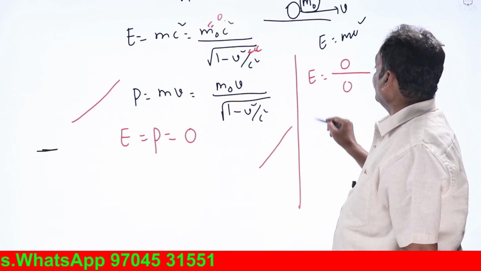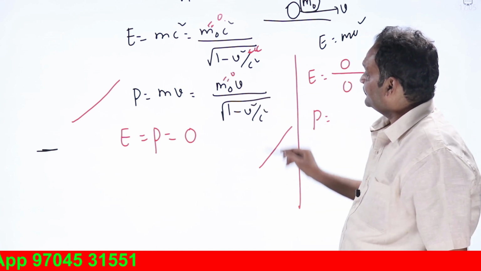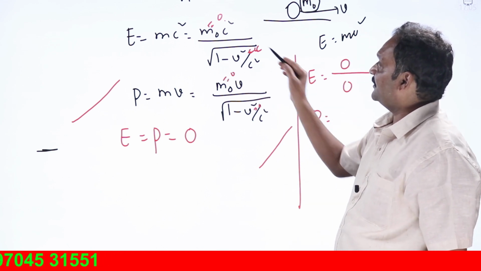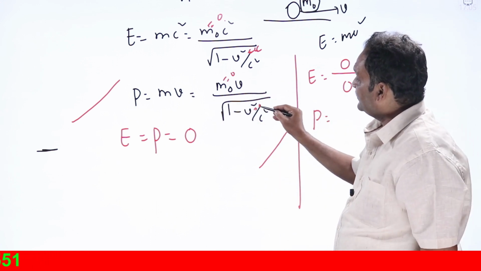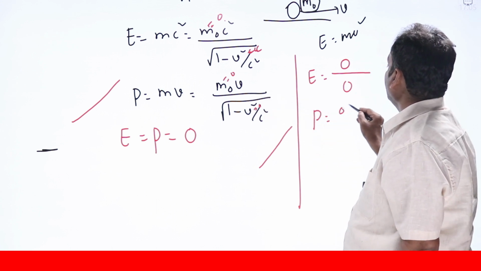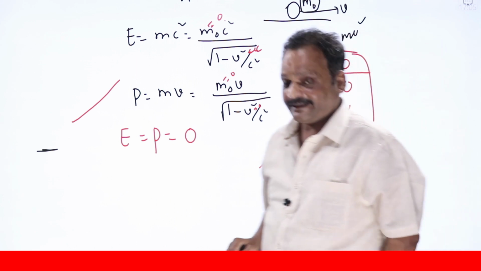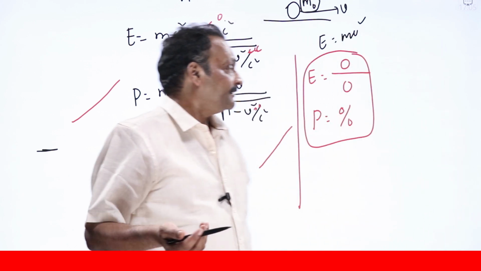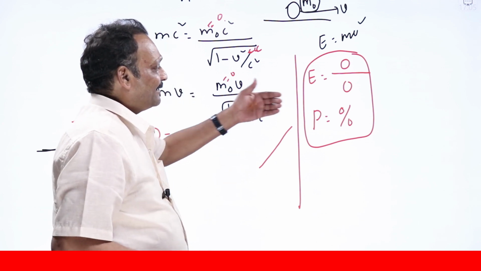Similarly, what is the linear momentum of the particle? m₀ equal to 0, numerator is 0. If v equal to c, means if a zero rest mass particle moves with velocity of light, it will be c² by c². 1 minus 1 is 0, which means p equal to 0 by 0. What is the meaning of 0 by 0? Undefined. 0 by 0, infinity by infinity, we call them undefined, or indeterminate.